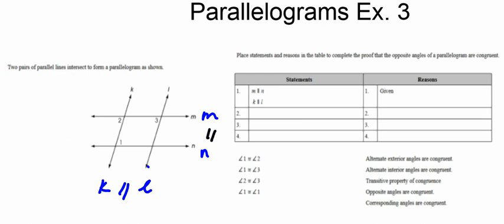And it says, place the statements and reasons in the table to complete the proof that opposite angles of a parallelogram are congruent. So you discovered this and you found this out, and now you're going to prove that it's true. And so when I do a proof, I always try to go through and see if there are options that I can cross out or get rid of right away.